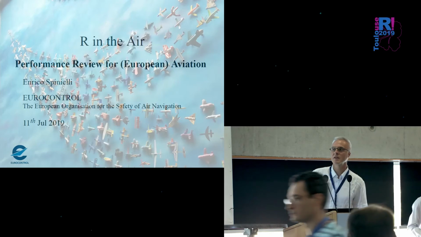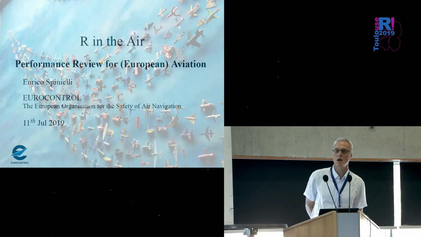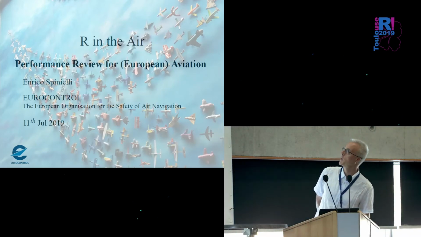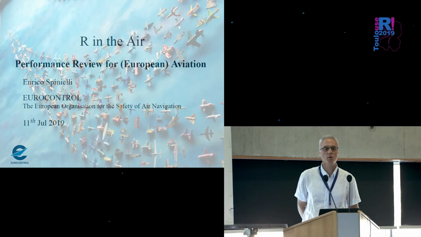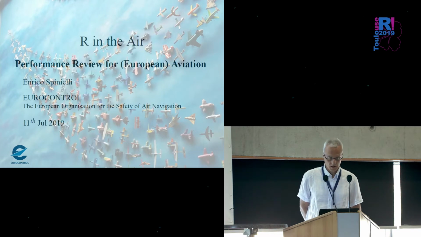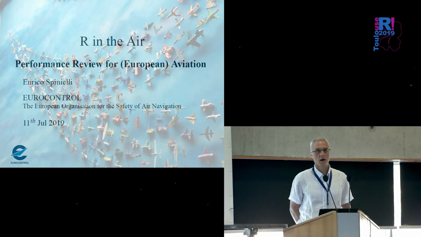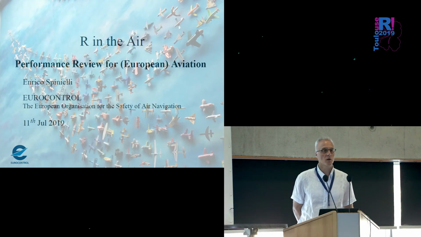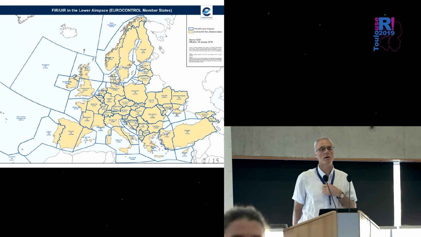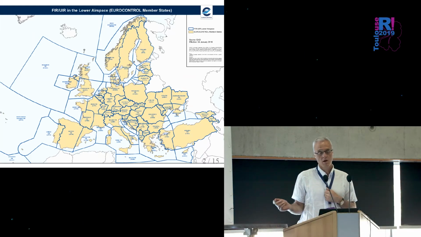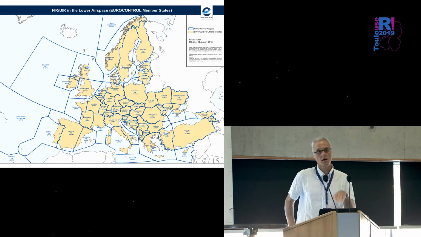Hello, so this talk is about how we use R in Eurocontrol in my unit, where we do performance review of the service providers like air traffic control centers in Europe. We do it as part of the Eurocontrol, which is the European organization with 43 member states going from Armenia to the east till Portugal and the oceanic side, and Norway and Morocco and Malta to the south.